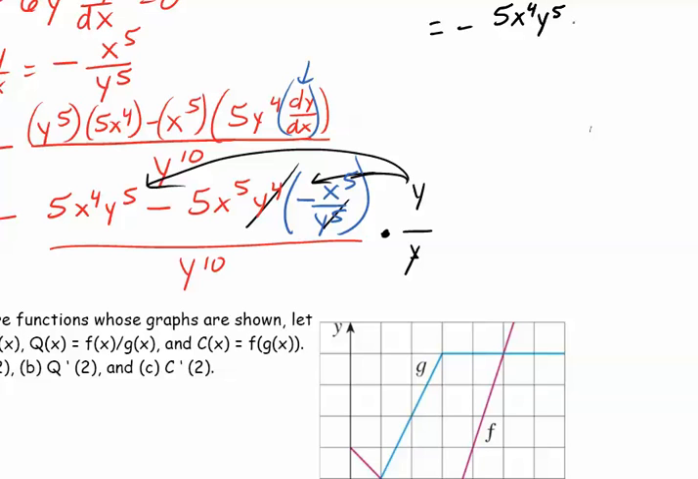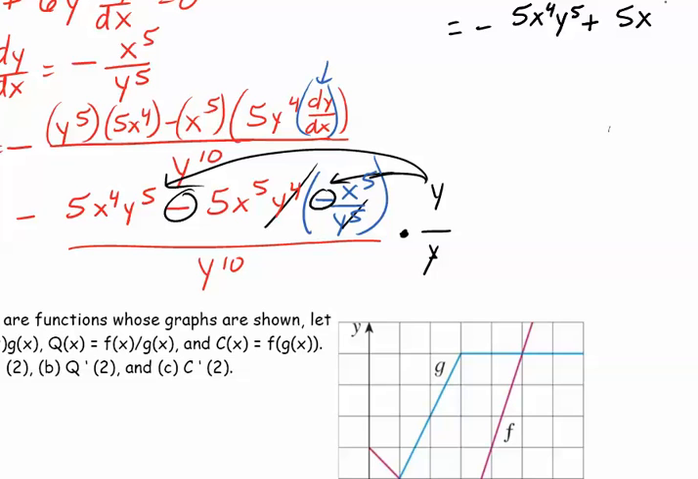Y to the 5th, and then here we'll have a positive because we've got negative times negative. So we've got positive 5x to the, I can't read my own writing there. How about x to the 10th? And this y, I said I forget to distribute, and I still forget. That y times a y should be a y to the 6th, and then over y to the 11th.